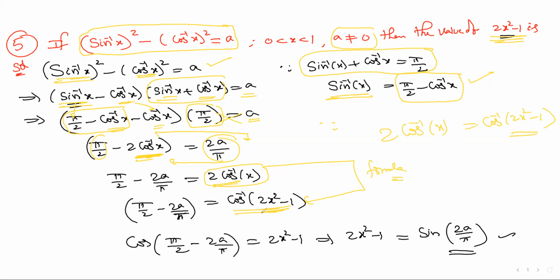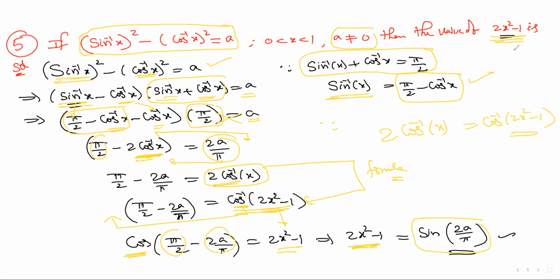So from this equation, for 2x square minus 1, the inverse trigonometric function sent to the left side becomes the trigonometric function: cos of pi by 2 minus 2a by pi is equal to 2x square minus 1. Therefore 2x square minus 1 is cos 90 minus theta, which gives sin theta. What is the answer? Sin 2a by pi. So 2x square minus 1 value is sin 2a by pi.